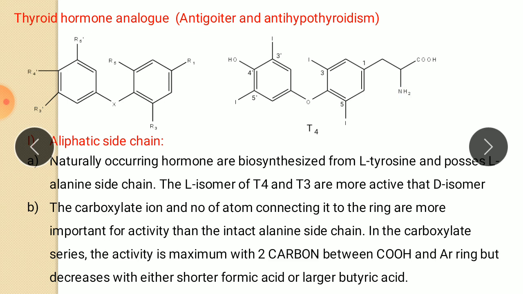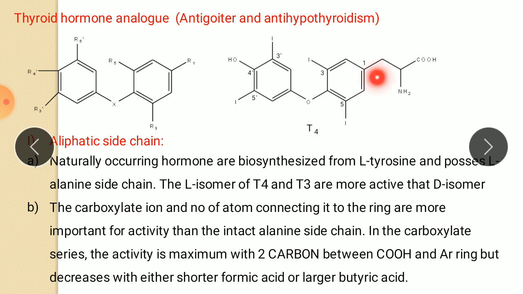In the carboxylate series, the activity is maximum with 2 carbons between the carboxylic group and the aromatic ring, but decreases with either the shorter formic acid or the longer butyric acid. So here the carboxylic acid COOH is important. If there are 2 carbons between the carboxylic group and this aromatic ring, then it shows maximum activity. If we decrease the number of carbon atoms between the acidic group and this aromatic ring, then it is less active.